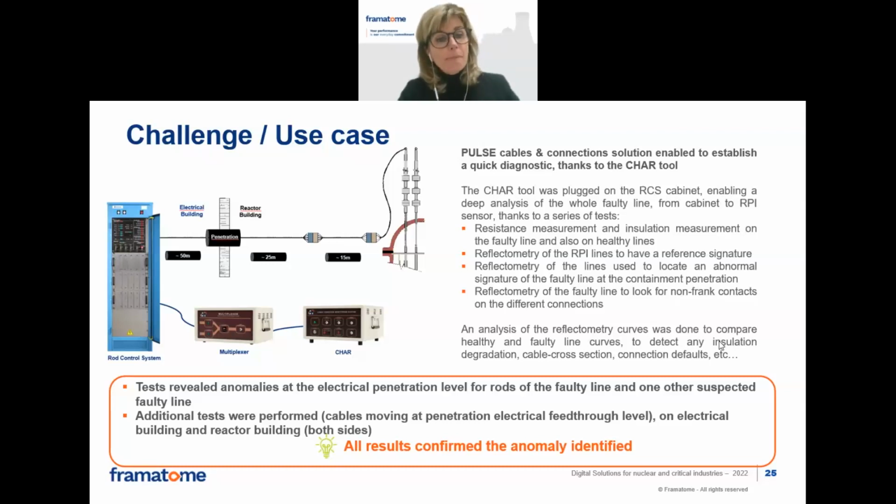And the pulse cables and connection solution enabled to establish a quick identification of the failure root cause, which was due to a problem located at the electrical penetration level. Once this diagnostic was established, some additional tests were conducted to perform this root cause. Cables were moved at penetration electrical feed-through level, on both sides of the penetration levels at electrical building and reactor building sites. And these tests confirmed the diagnostic that had been established by the pulse expertise.